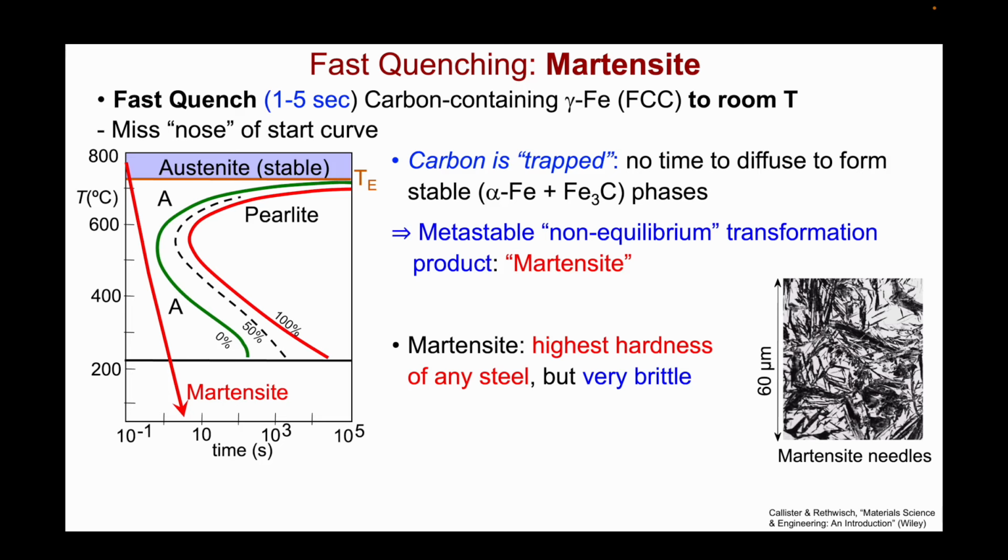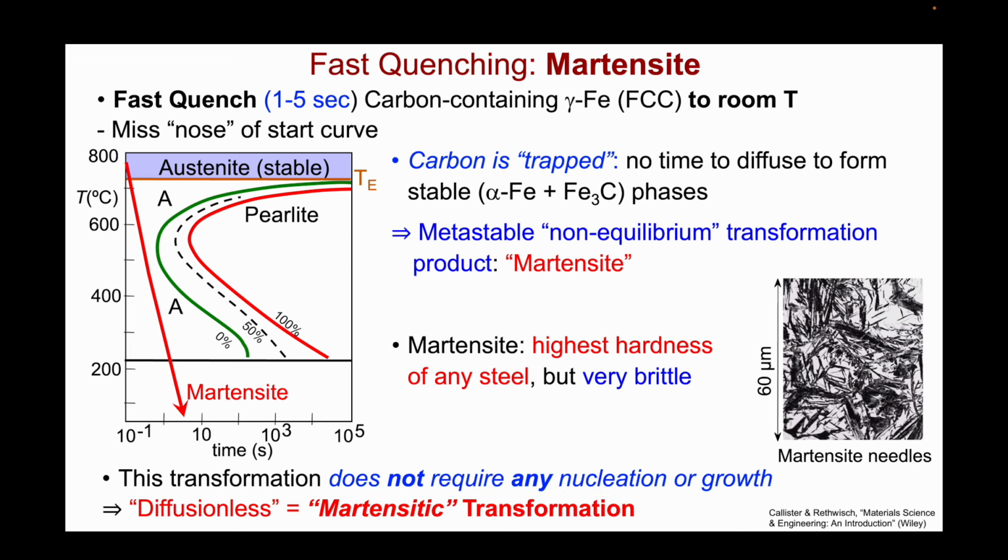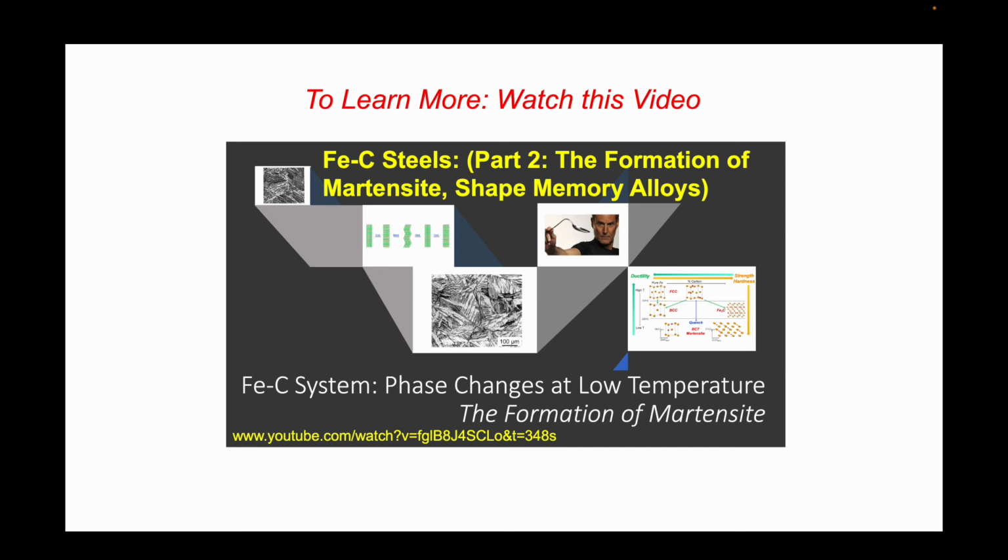Martensite has the highest hardness and strength of any form of iron. However, it's very brittle. The transformation to martensite takes place without any diffusion of carbon and without any nucleation or growth. And it actually involves a distortion of the austenite structure by the trapped carbon atoms. Such a diffusionless transition is called a martensitic transformation, and there are many other materials that show a similar diffusionless transformation. To learn more about this transformation in these steels, I would refer you to this video, which you can find under my authorship.